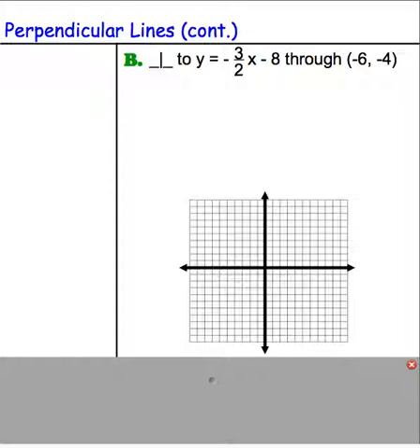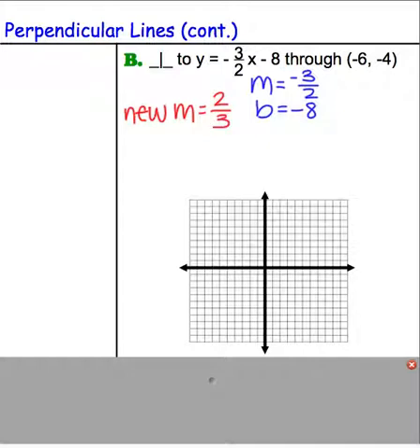And our next example is to find a line perpendicular to y equals -3/2 x minus 8 through -6, -4. So first we start off with the slope and the y-intercept of my current line. And my slope is -3/2, my y-intercept -8. So then my new slope, and I'm going to write this as new m, is going to be the opposite reciprocal. So we know it's positive, and it'll be positive 2/3.